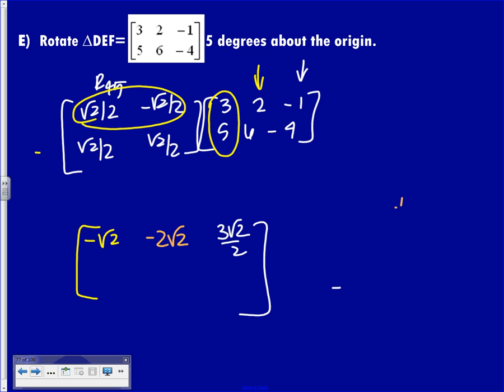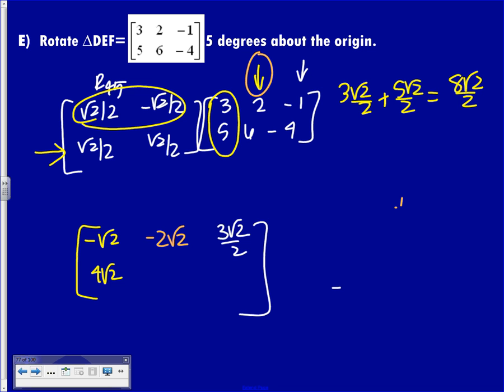Okay, so moving on to this bottom row. Now I've got square root of 2 over 2 times 3 plus 5 square roots of 2 over 2. Put those together, that'll be 8 square roots of 2 over 2, which will reduce down to 4 square roots of 2. Moving over here to my second column now, I'll have 2 square roots of 2 over 2 plus 6 square roots of 2 over 2. That gives me, again, 8 square roots of 2 over 2, which gives me, again, 4 square roots of 2.